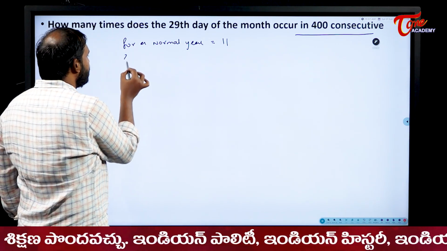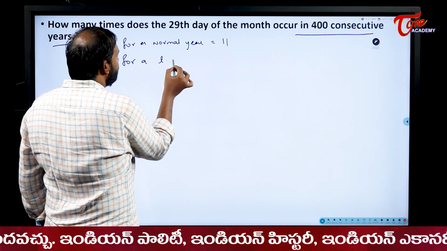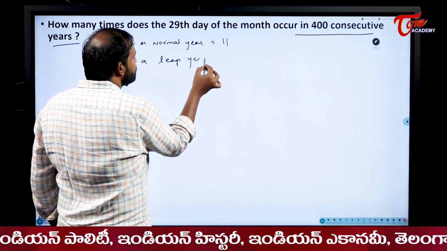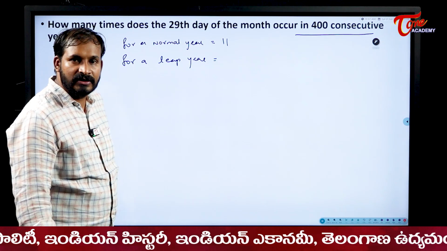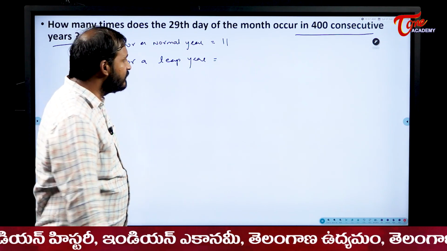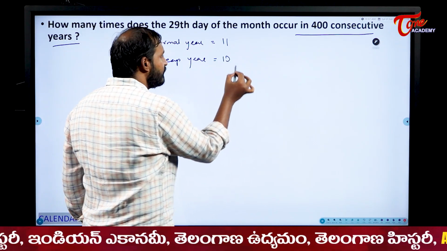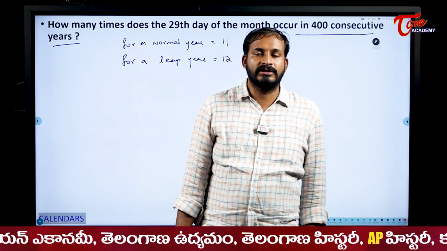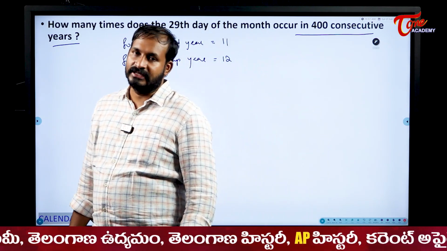When it comes to a leap year, how many times will we get this one, students? For a leap year, we will get it 12 times. Why? Because the month of February also will have 29 days.